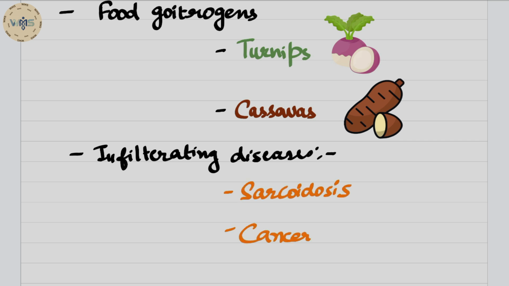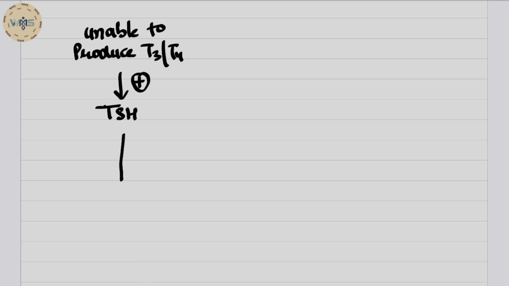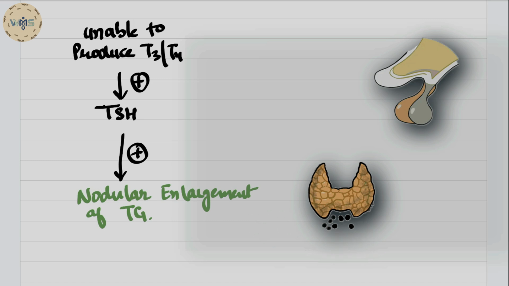The nodular goiter develops when the thyroid is unable to produce enough thyroid hormones. It may be due to the deficiency of iodine. The reduced hormone level triggers increased secretion of thyroid stimulating hormone. The elevated TSH continuously stimulates the thyroid gland, leading to its enlargement and overgrowth, which eventually appears as a nodular goiter.